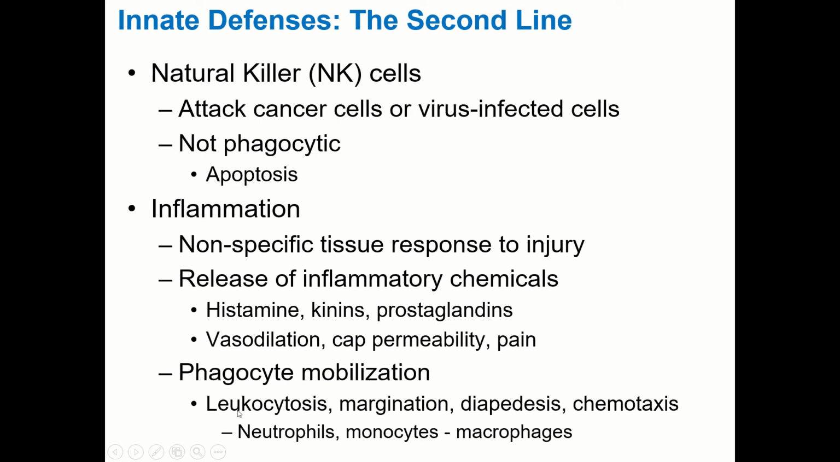So the process is leukocytosis. What that means is allowing the migration of white blood cells from the red marrow, because remember that's where we make our blood cells, is in the red marrow, so inside of the bones, particularly the flat bones. So leukocytosis is the migration of the white blood cells from the marrow into the bloodstream.